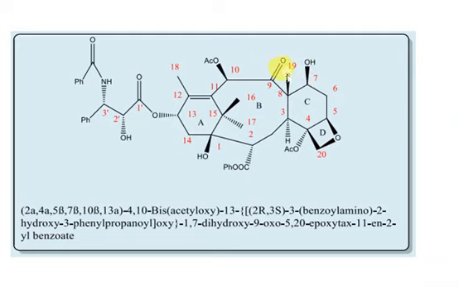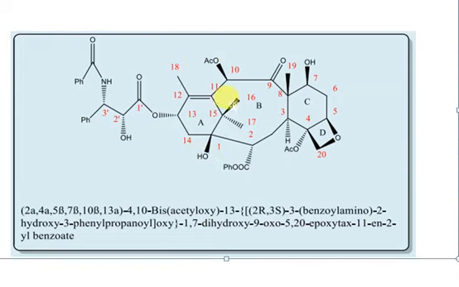Then this is a trans ring junction, right? It means that the rings are joined through trans, because these groups are trans to each other. One is above the plane, one is below the plane. So this is a trans ring junction. Again we have this ester group here, right? This is a phenoxy ester. We have a ketonic group here, and then an acetoxy group here. Here we have another hydroxyl group. We have 2 methyls which are geminal. We have a double bond here, and a methyl group here.